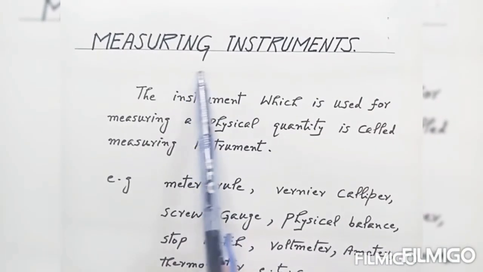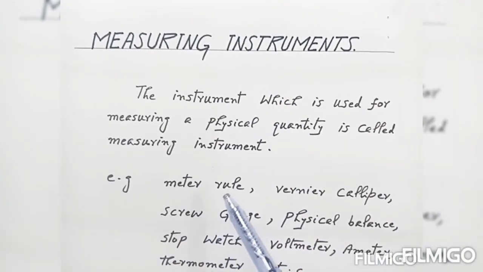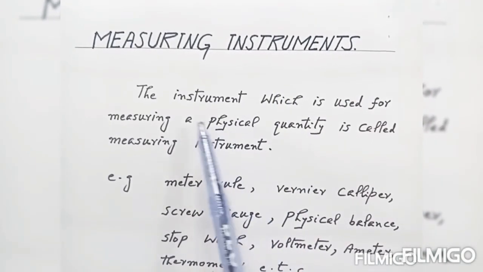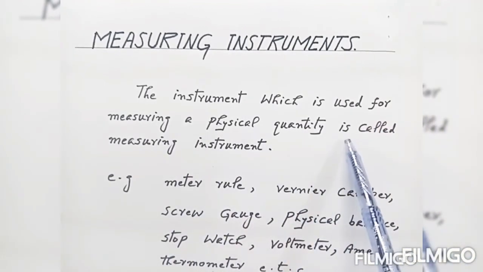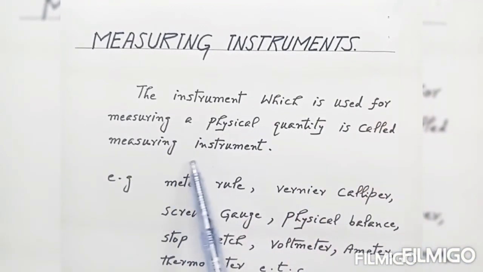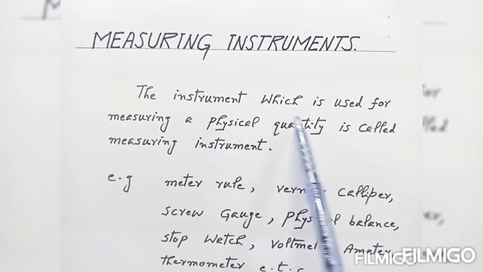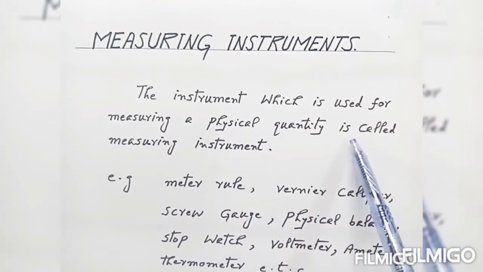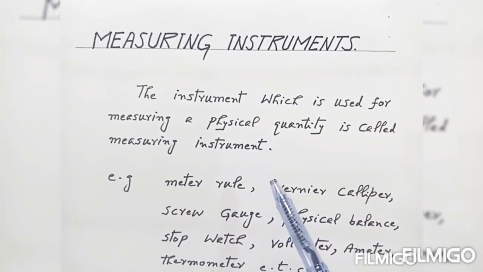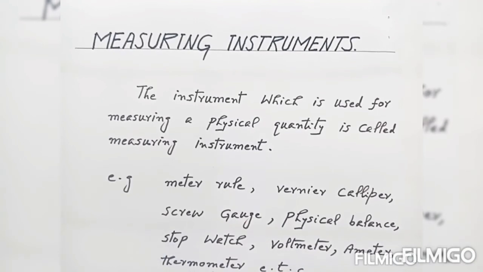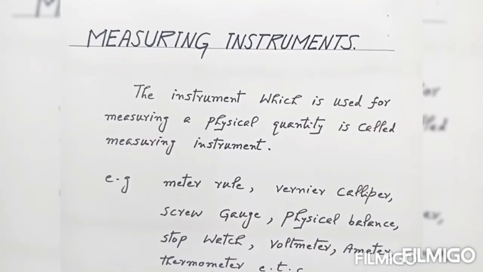So first, what is a measuring instrument? We will define the measuring instrument. The instrument which is used for measuring a physical quantity is called a measuring instrument. So measuring instruments are used to measure different physical quantities, and there are different examples of the measuring instrument.